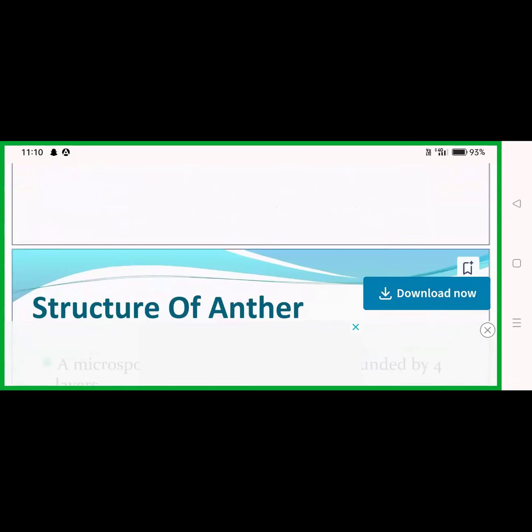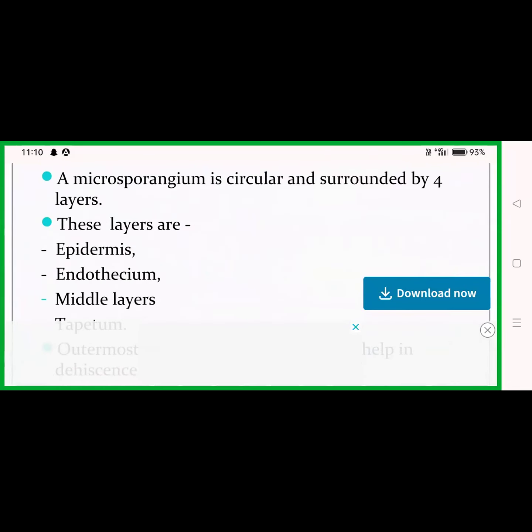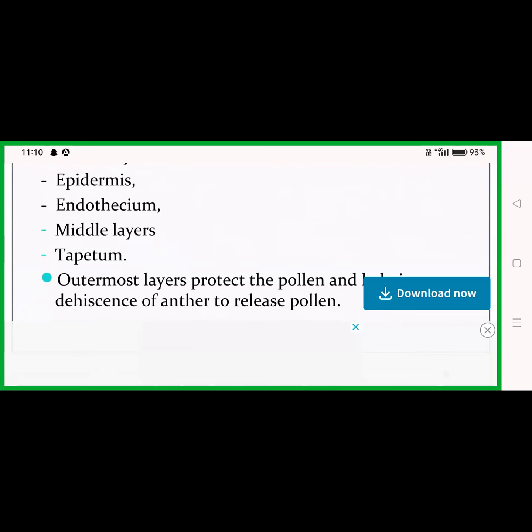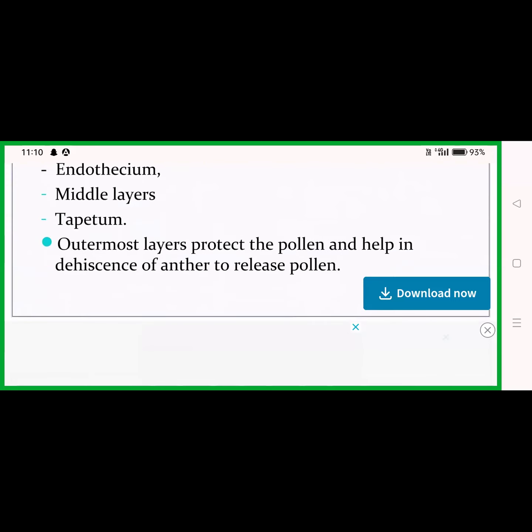So, see here, the structure of the anther. A microsporangium: a mature anther wall is made up of the following 4 layers: epidermis, endothelium, middle layers, and tapetum. Okay. So in the anther wall, the layers are epidermis, endothelium, middle layers, and tapetum. First is the epidermis, the outermost layer that protects the pollen.